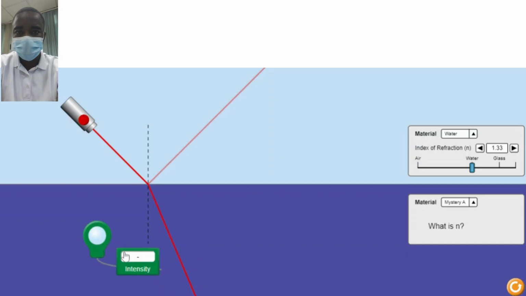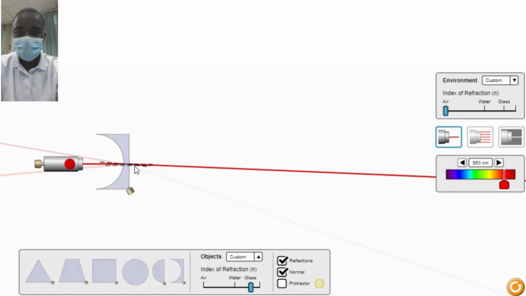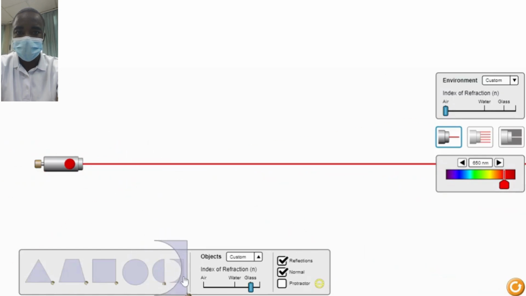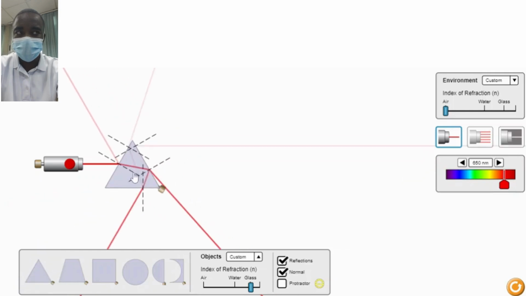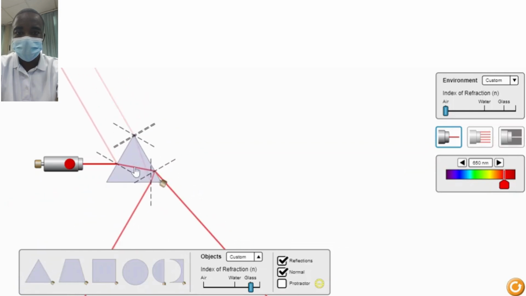Demonstrate the simulation to the class, showing how to adjust the indices of refraction, prism shapes, and wavelengths, and observe the changes in the bending and dispersion of light. Explain the importance of observing these changes and how they relate to the principles of refraction and dispersion.